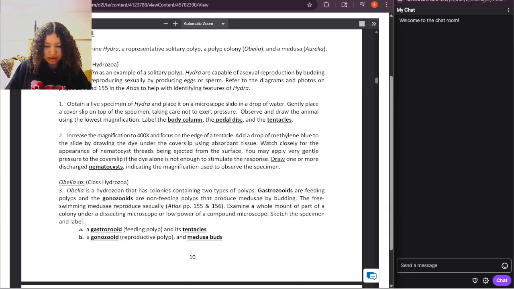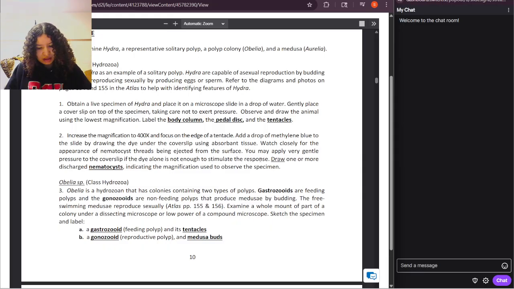Petal disc. See, it doesn't tell me what the petal disc is, but we know that. So let me just write these down. Body column, petal disc, and then we know what tentacles are. Then what is nematocyst? I'm just taking the underlined words because those are important.